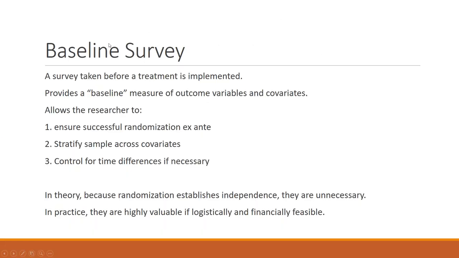Baseline survey. A baseline survey is a survey taken before a treatment is implemented. So a baseline measure of outcome variables and covariates. This allows the researcher to ensure that we have successful randomization ex ante. It allows us to stratify the sample across covariates. It allows us to control for time differences if necessary. I'm going to talk about stratification in a minute.